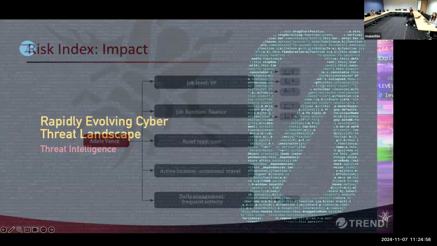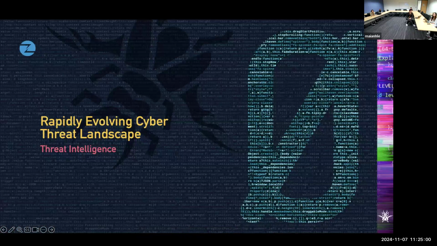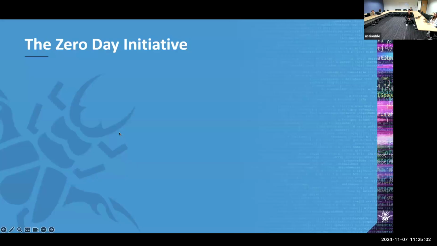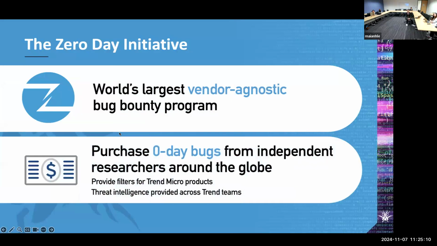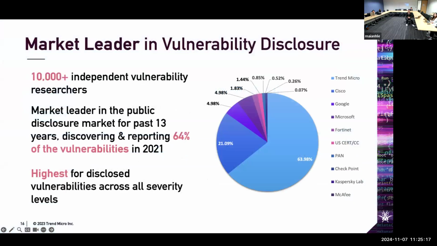And again, I want to talk about my team a little bit. So the Zero Day Initiative, what does this team do? We're the world's largest vendor-agnostic bug bounty program. What that means is we buy zero-day vulnerabilities from independent researchers around the globe. We buy lots of them, and we're a market leader in vulnerability disclosure. We disclosed more than 1,900 vulnerabilities last year, and we work with researchers around the world.